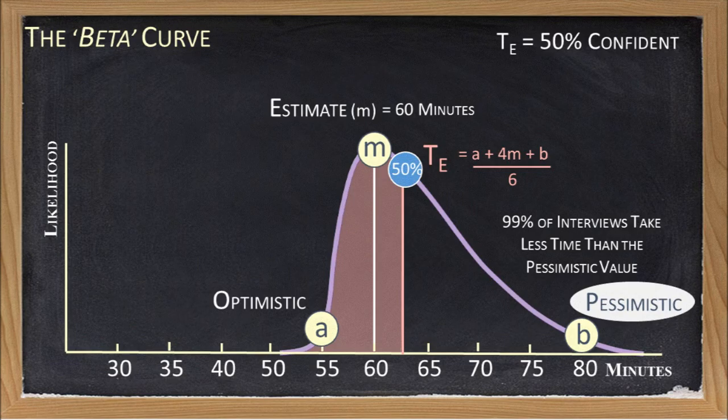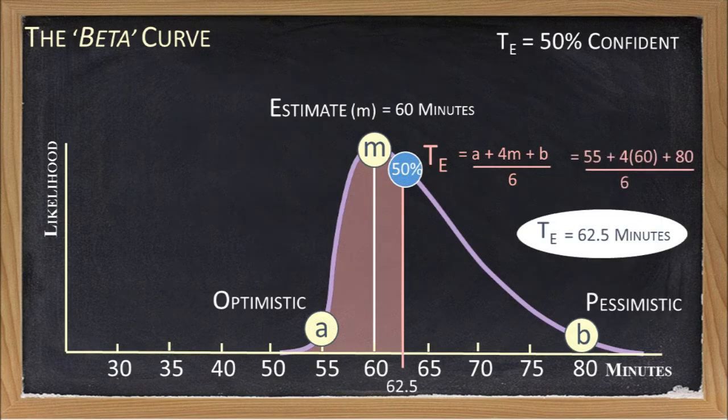Again, a more formal way of looking at this is that it represents the maximum duration that all but 1% of the interviews would ever last for. As you can see on the graph, we've assumed that in the worst case, the meeting will last for an additional 20 minutes beyond our estimated duration. We have now defined the 3 estimated values that our beta curve needs to determine the average interview duration.